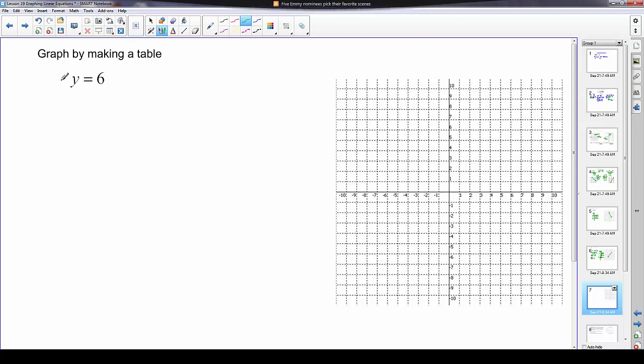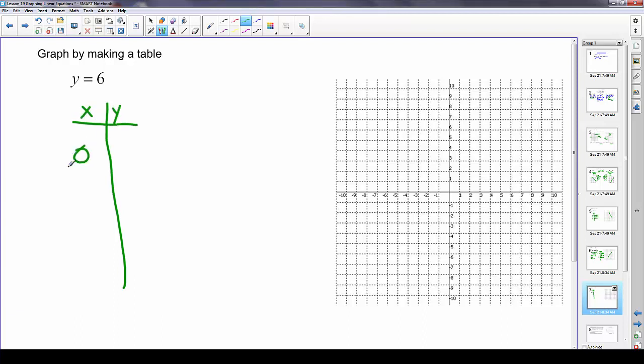This is a unique problem here. It says y is equal to 6. There are no x's in the problem, but I still have to pick x's to make a table. So I'm going to go with 0, 1, and 2 again. And what this says is no matter what x I plug in, my y value is going to be 6. So if I plug in 0, I get 6. 1, I get 6. 2, I get 6. So here's 0, 6, 1, 6, 2, 6. Connect those, and I basically have a horizontal line.